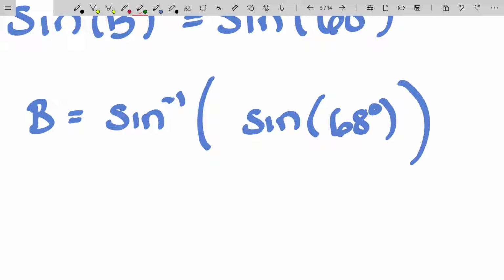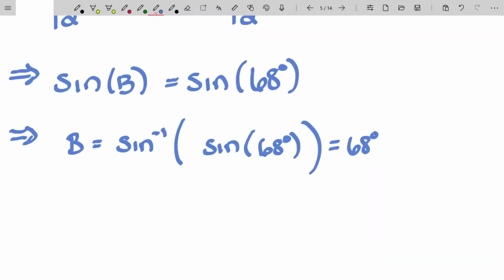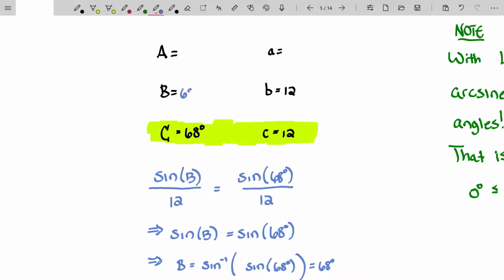Sorry about that. The fan on my computer started going crazy. And then after computing this angle, we're going to ask ourselves a secondary question. So here we are in Desmos. What is the arc sine of the sine of 68 degrees? There you go. It's 68 degrees. So once I have that, I just go over and fill it in my table. I say, okay, well, this is 68 degrees.